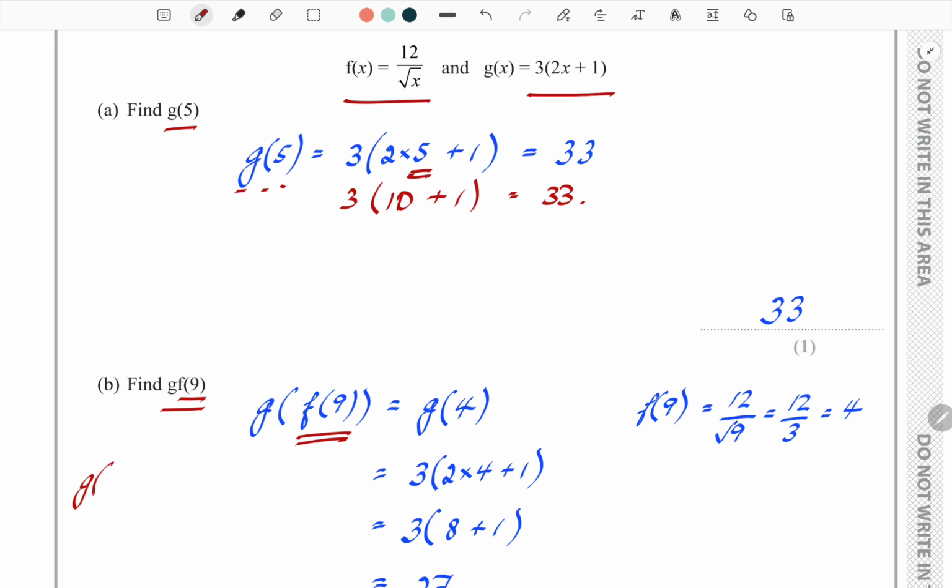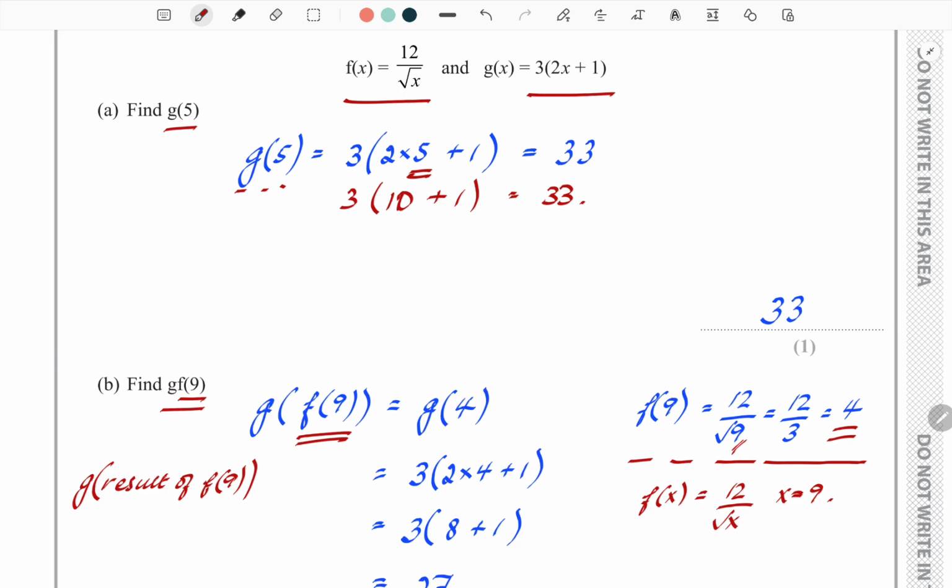So it's going to be g and the result of f of 9. All right. So first thing, over here, we've done f of 9. Remember, f of x is 12 over root x. All right. So in this case, 12 divided by root 9. So x equals 9. So root 9 is 3. All right. 12 over 3 equals 4. So that is the result of f of 9.